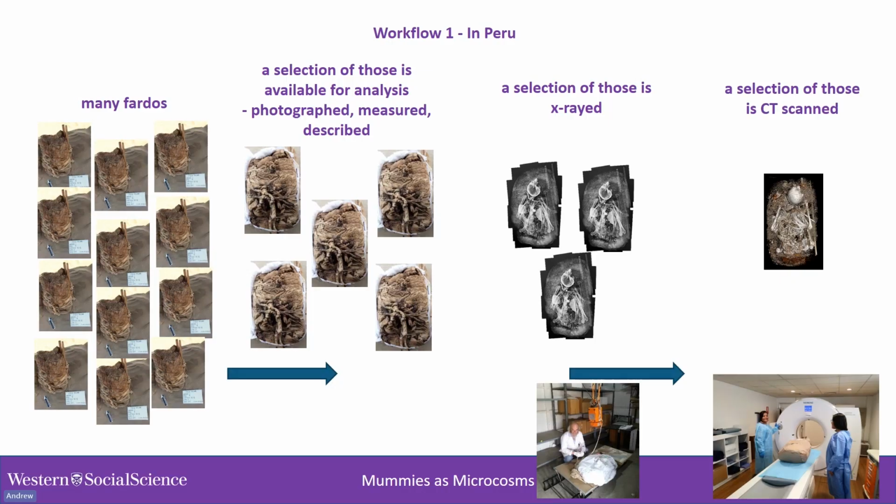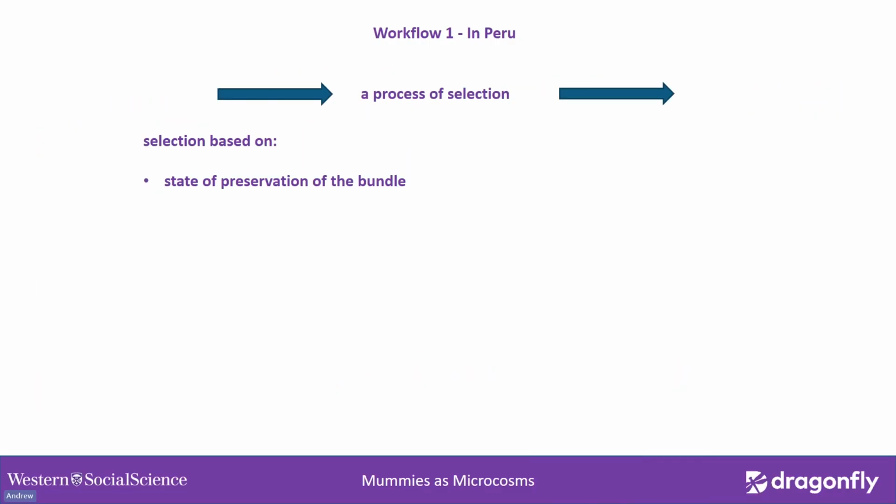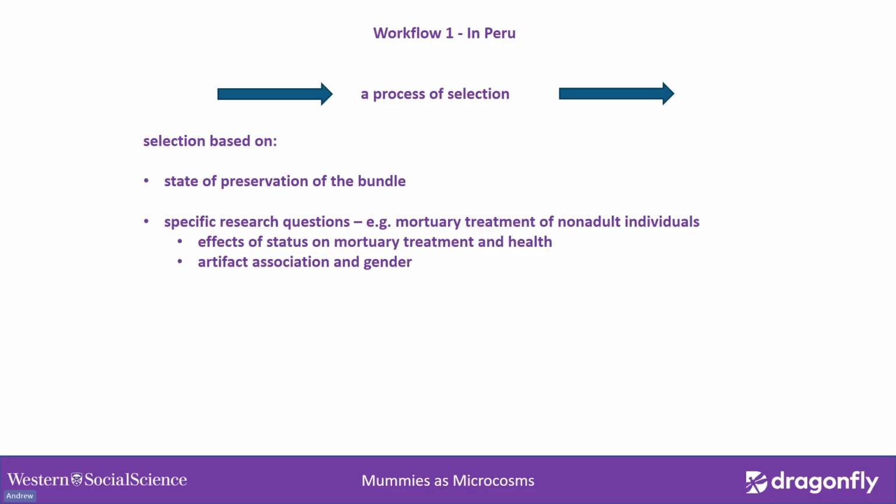So you see in the bottom right-hand corner, there's a clinical CT scanner in Lima, and it's only very recently that those have become available, and that we've established the relationship such that we can start CTing these mummy bundles. So the whole thing is a process of selection. And what are the criteria for the selection? Well, key is the state of preservation of the bundle. And now, particularly once we get the X-rays, we can start to zoom in on specific research questions.